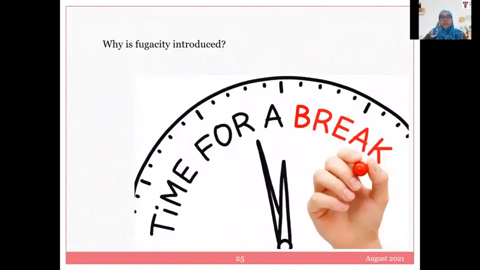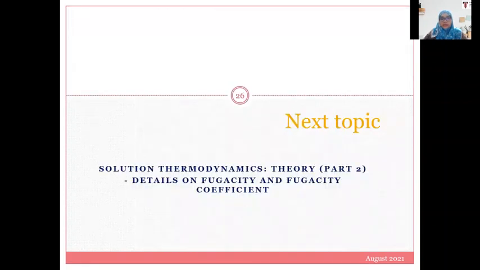Okay, so maybe to test your understanding, you can try to answer why the fugacity is introduced into the system. For the next topic, we will go through the detailed equations and mathematical expressions related to fugacity and the fugacity coefficient. I hope that you can cover all the learning outcomes.